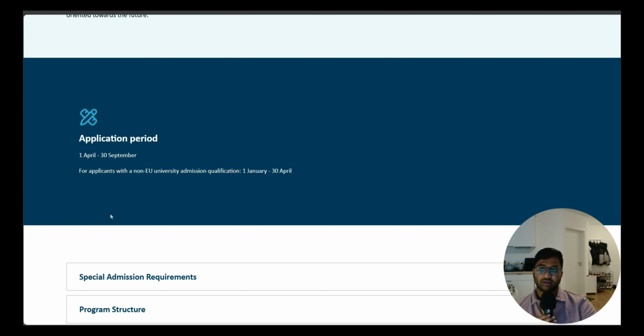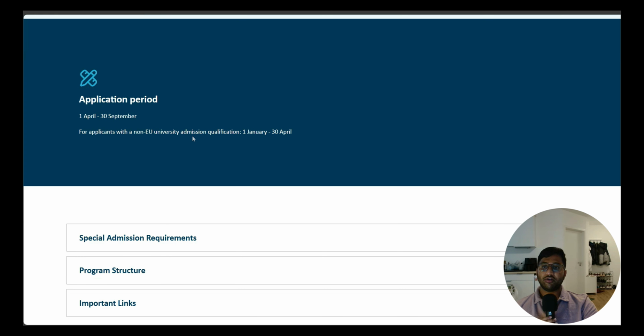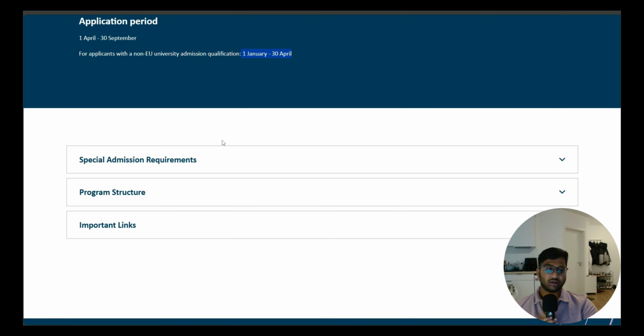industries. But the application period is the major thing for us. For EU applicants, or people who are already in the EU, it runs from April 1st to September 30th. But if you are non-EU, like us, who are not part of EU nations, then the application starts on January 1st and runs until April 30th. So we have another 1 month, or 1.5 months, of time. That's the reason we are showing you how to apply.